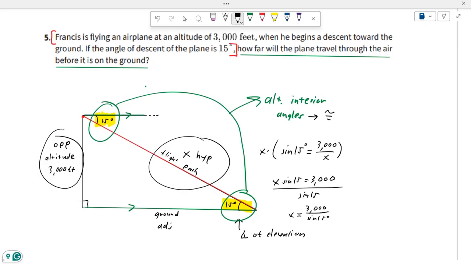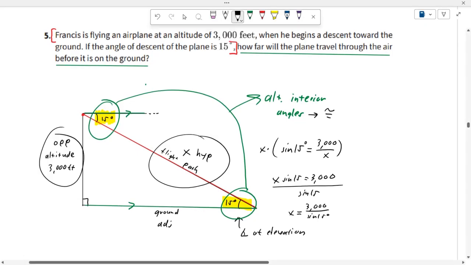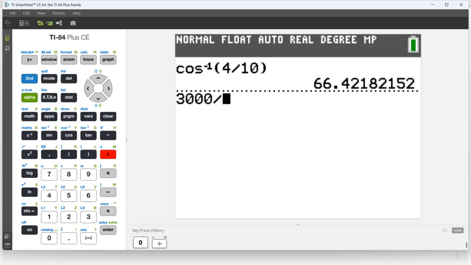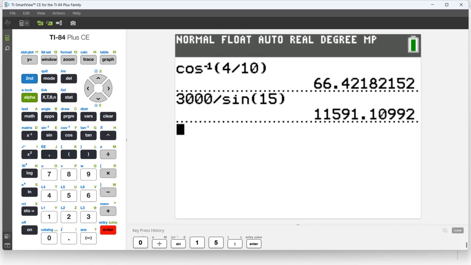That's my exact answer, but I would strongly recommend that you not leave it as an exact answer, that you should get an approximate answer. So to get my approximate answer, we are going to say 3,000 divided by sine, not sine inverse, right? It's just sine of your angle, and your angle here was 15, close parentheses. And we end up getting 11,591.1.